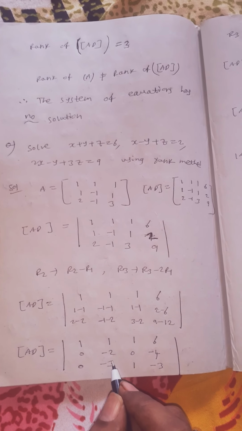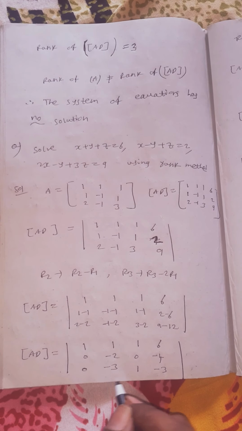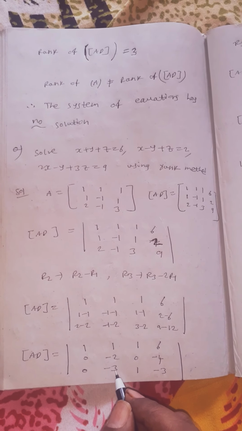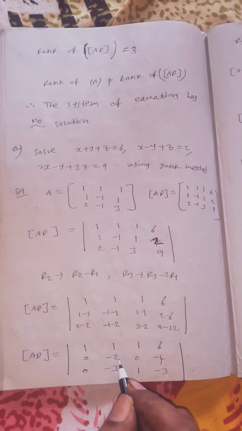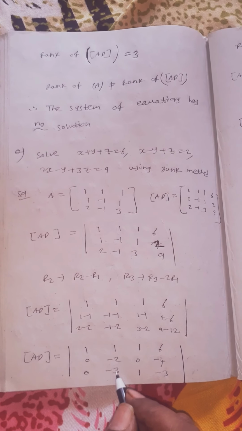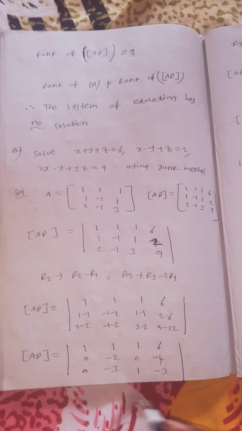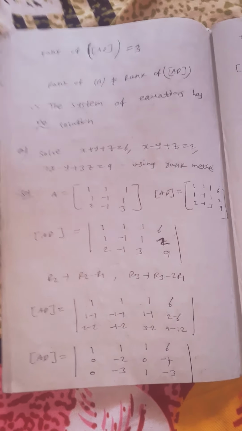We have to make the third row second element 0. Means what we should do? R3 is equal to 2 times R3 minus 3 times R2. Just do the constants zigzag and do the row operation.